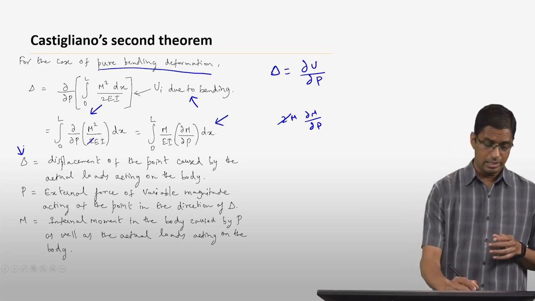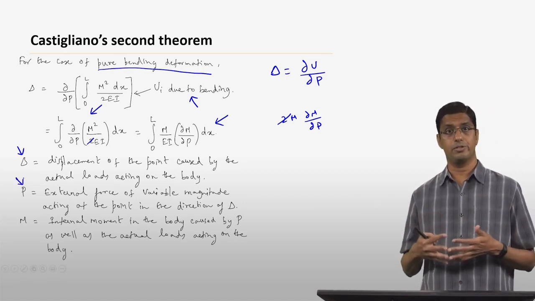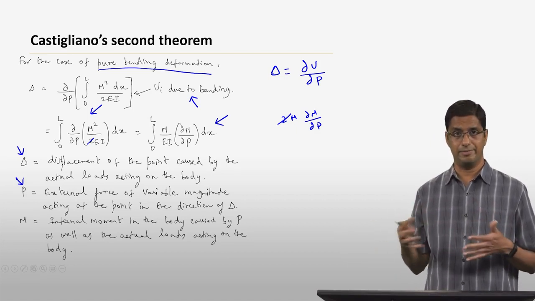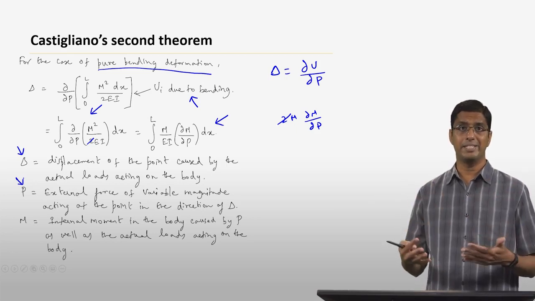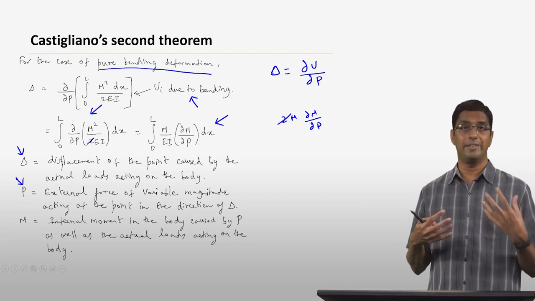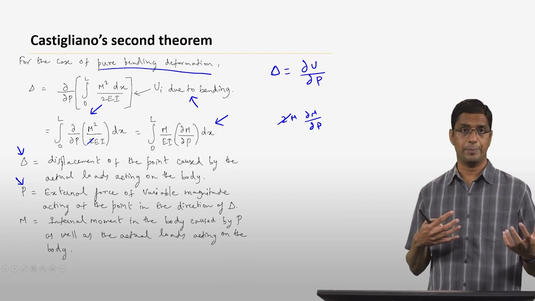This P is essentially an external force of variable magnitude acting at the point in the direction of delta. So essentially you have to take the derivative of U with respect to P. In that case, P has to be a variable force or a variable moment or a variable torque.